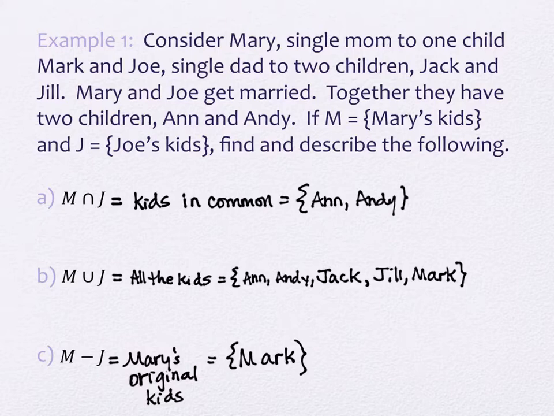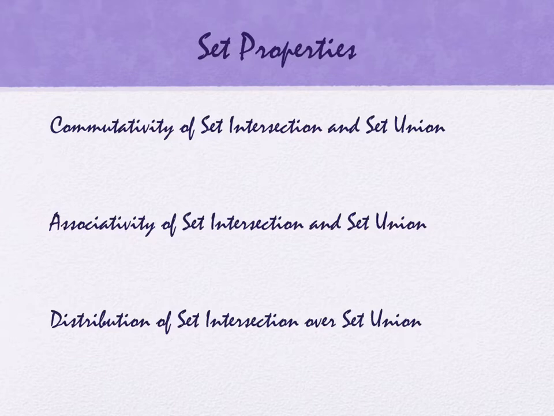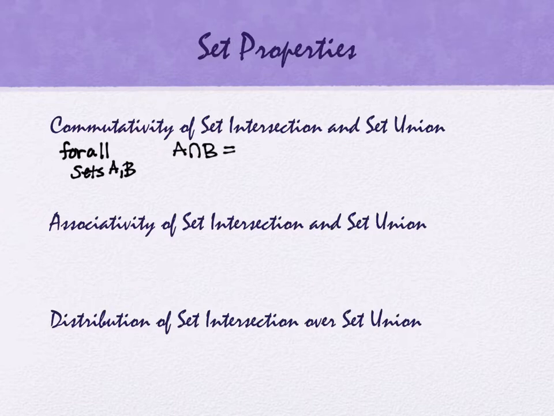There are some properties that unions and intersections have, and that's actually what we're going to look at next. The commutative property, or the commutativity of set intersections and unions, says the following. For all sets A and B, A intersection B is the same as B intersection A. And if you think about streets, that makes sense, right? The intersection of Kickapoo and MacArthur is the same as the intersection of MacArthur and Kickapoo. It doesn't matter which one you list first.